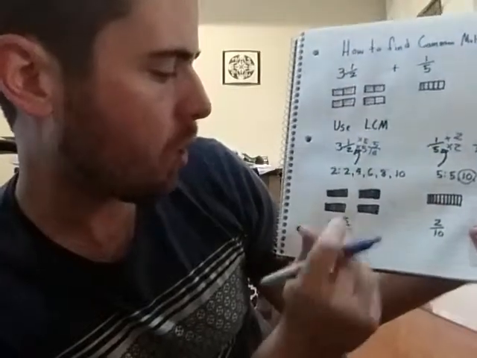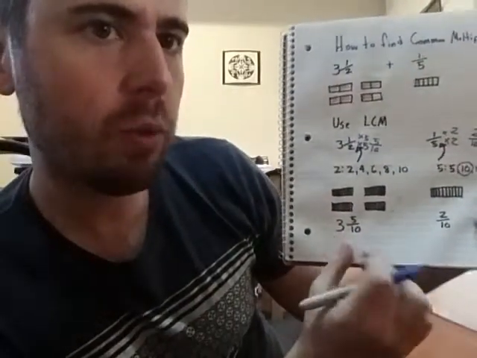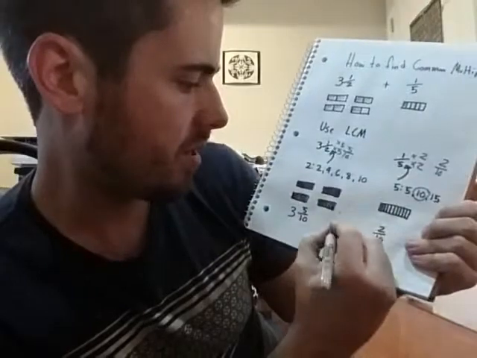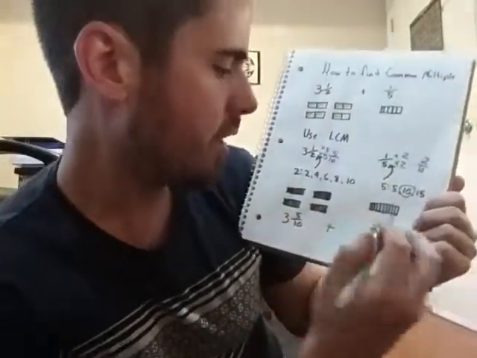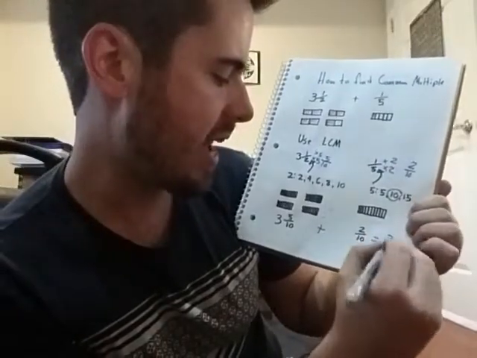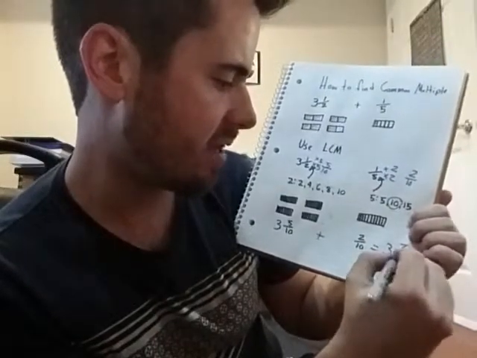And remember, we had our whole number we're dealing with here, 3 and 5 tenths plus 2 tenths. Now we add those together easily. We're going to get 3 and 7 tenths.